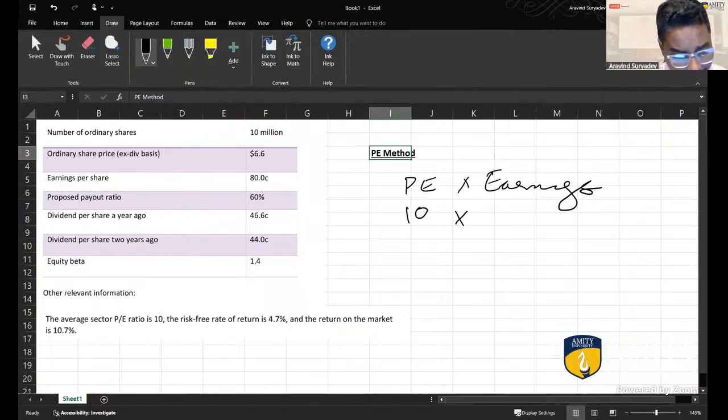Multiply that to the earnings. What are the earnings of this company? Well, we've not been given the total earnings. We've been given the EPS. Well, that's good enough. If you multiply it with EPS, what you get is the price of one share.